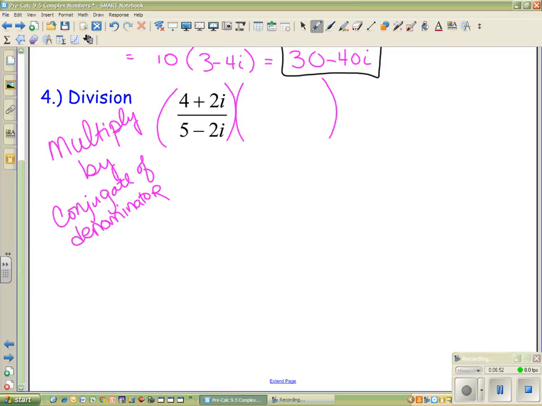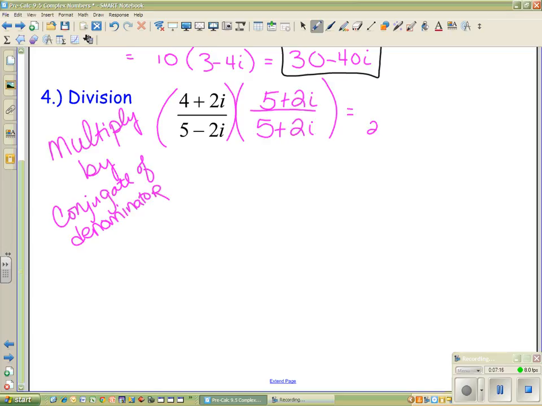The conjugate to the denominator would be 5 plus 2i, and then I have 5 plus 2i. When I'm multiplying by that fraction 5 plus 2i over 5 plus 2i, that's really like multiplying by kind of a fancy 1. Doesn't change our original fraction that we started with.